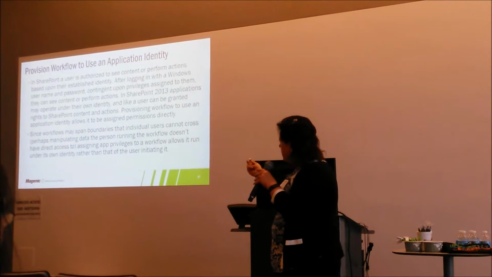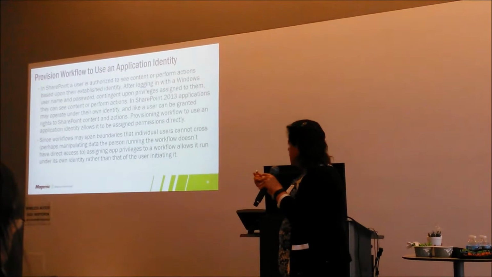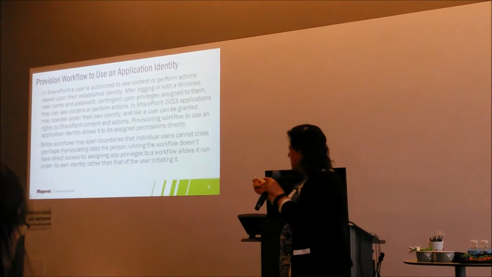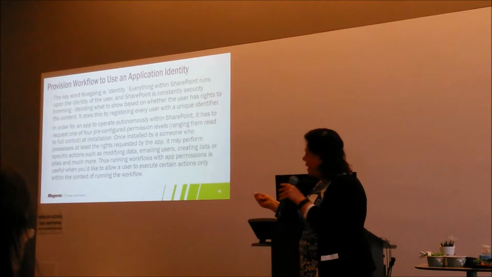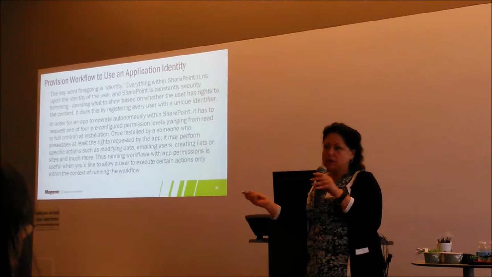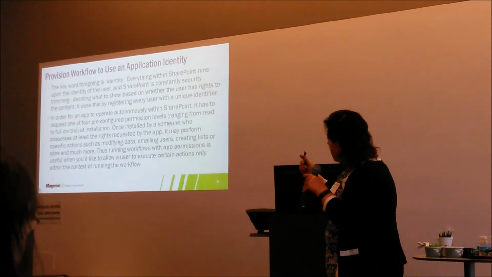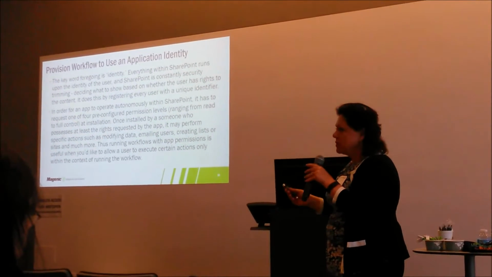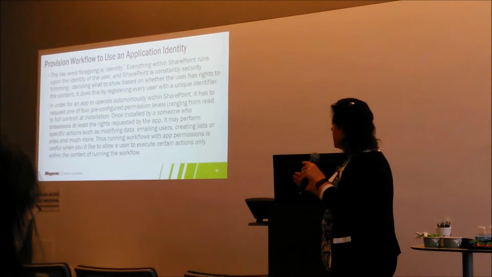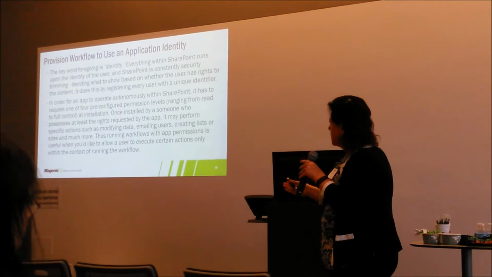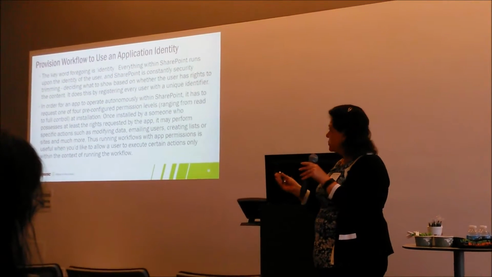When you're provisioning a workflow to use an application identity, it's assigned permissions directly. So as we mentioned, it can cross boundaries that individual users cannot, and it runs under its own identity. However, your users will need certain permissions on the list in order to activate the workflow unless it's triggered by an event. So the key word is identity, because everything within SharePoint runs upon an identity, right down to an item on a list. Everything has a GUID. So SharePoint constantly security trims to show only what that identity is allowed to see.